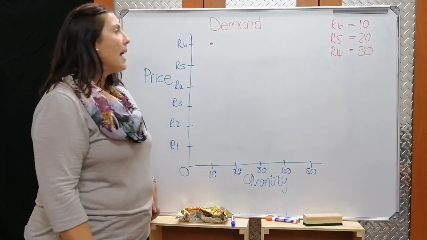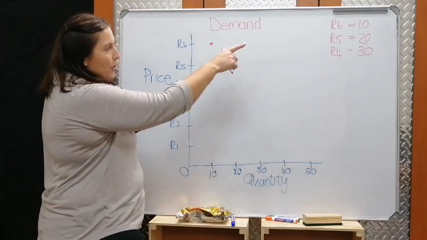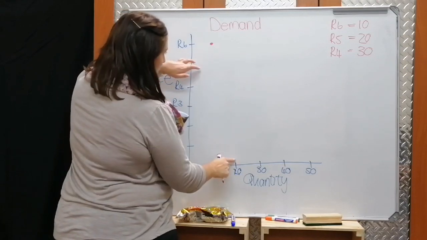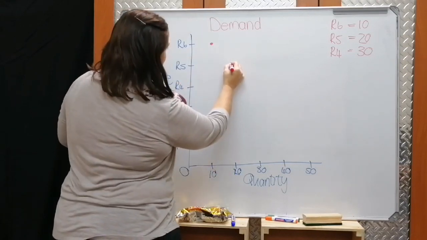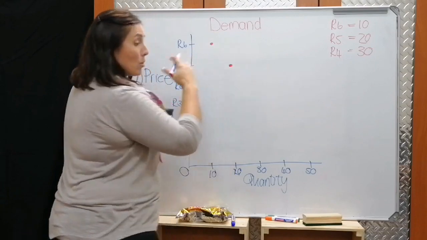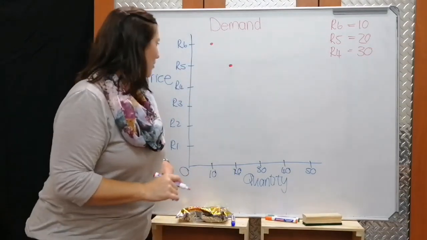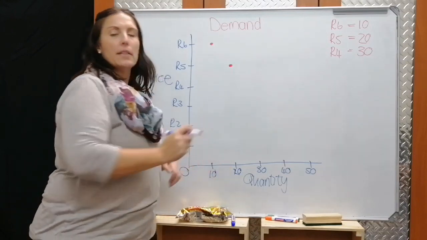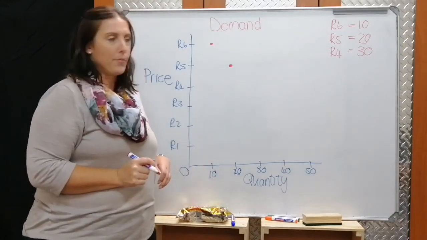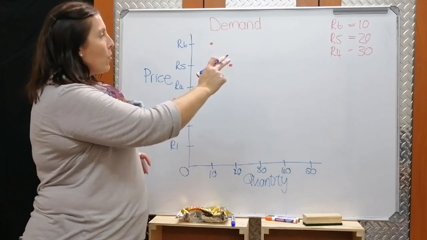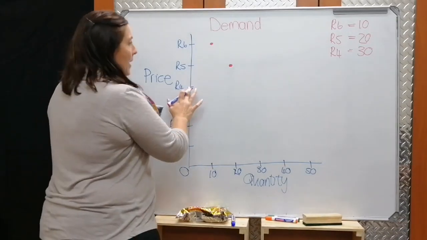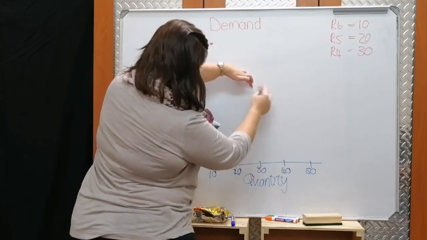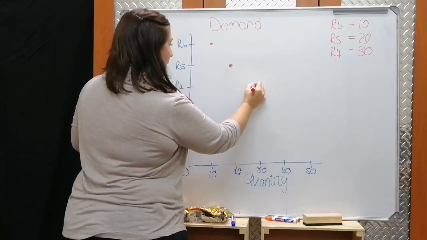Okay, next one. At R5, how many students then wanted the packet of chips? 20. So we do the same. R5, 20, more or less over here. Obviously yours will be done properly in your book with a ruler. Good. So at R5, 20 students demanded this packet of chips. They were prepared to pay R5 for it. Last one. At R4, now it became quite cheap. So at R4, 30 students said they wanted to buy the packet of chips. So more or less over here.